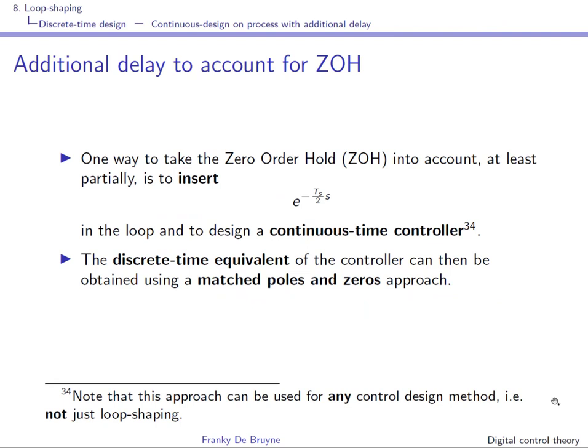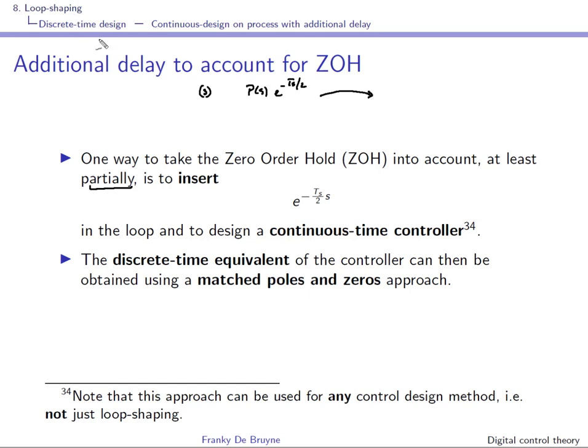So we have seen in the introduction that there is a way to take into account the zero order hold mechanism, at least partially, and this is this third method. Instead of taking P(s) to design the analog controller, you take P(s) and you add a delay of the sampling period over 2. Then you do analog design.